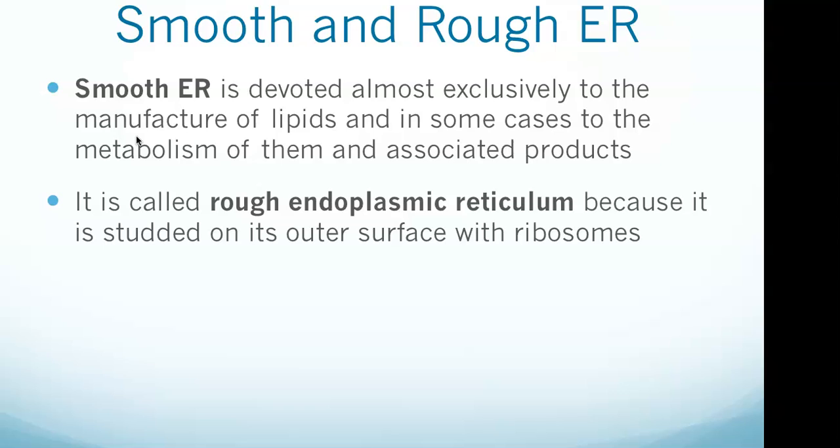It is called rough ER because it is studded on its outer surface with ribosomes. These are called membrane-bound ribosomes and are firmly attached to the outer cytosolic side of the ER. Rough ER is found throughout the cell, but the density is higher near the nucleus and Golgi apparatus.